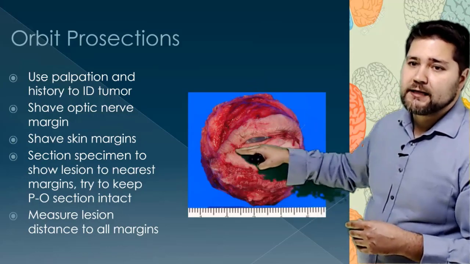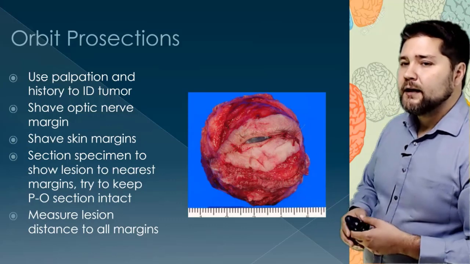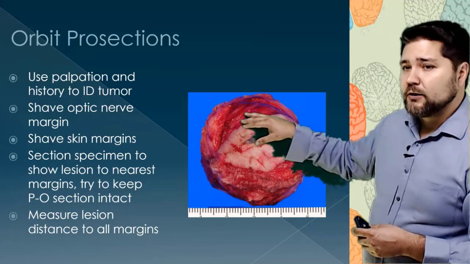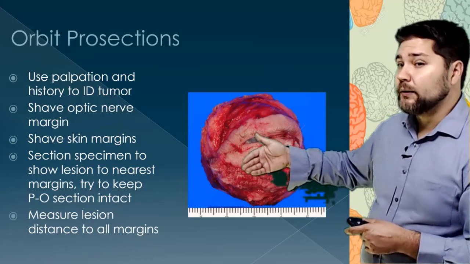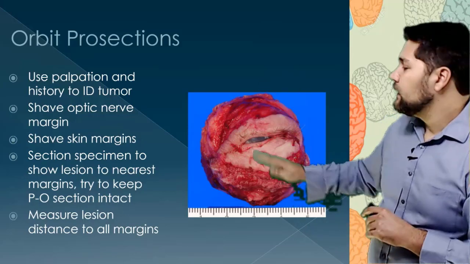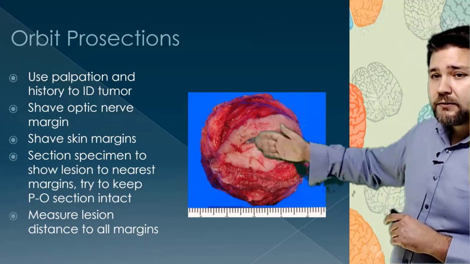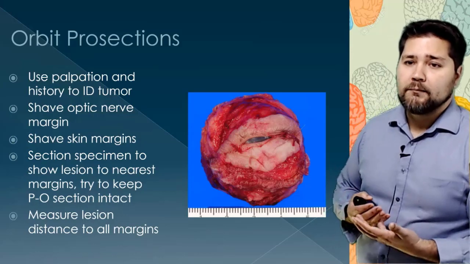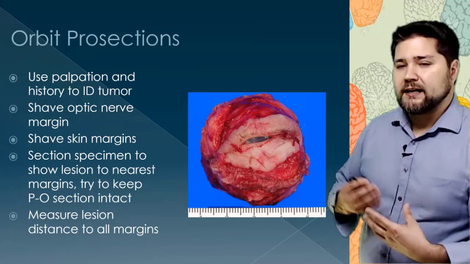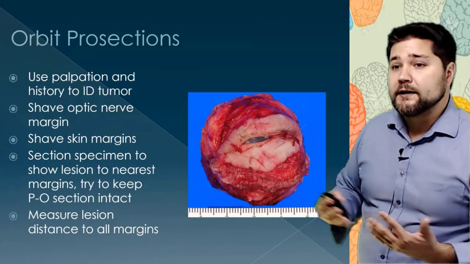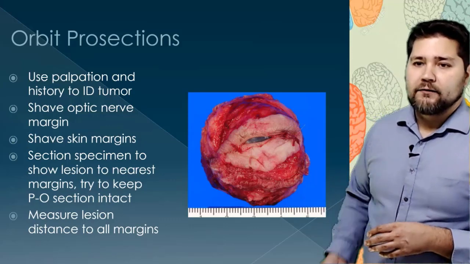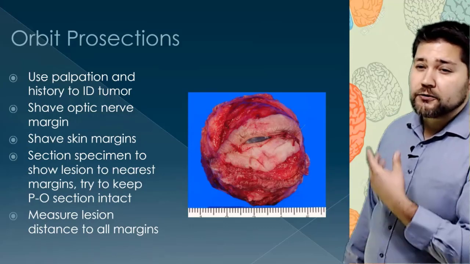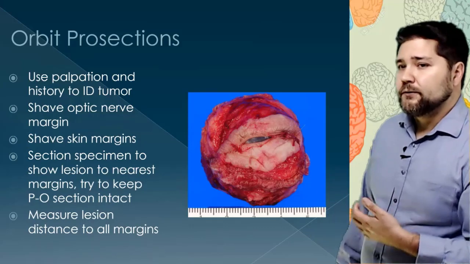I'll shave my skin margins and submit those separately likely. And the other thing to think about with our posterior margin is I can shave the posterior margin soft tissue and include the optic nerve in that margin. But even with this specimen, I'm still going to try to get my PO section. That's always helpful. Even if the tumor is not intraocular, it just gives us a nice section to really visualize the ocular anatomy very well. So again, the name of the game is margins. Find your margins, measure your lesion to margins, and show relationships to those margins.